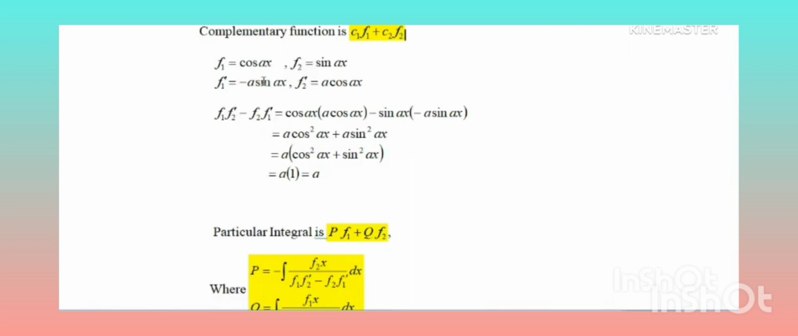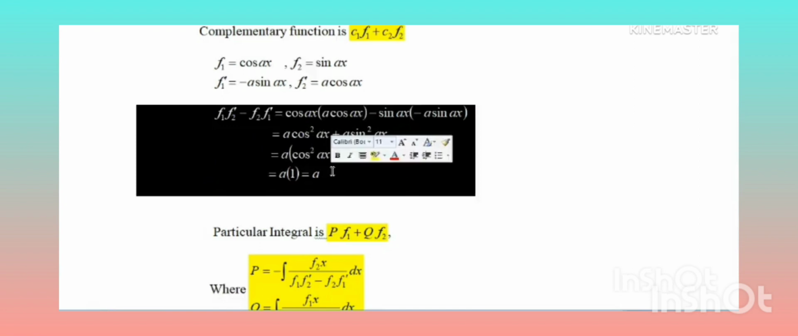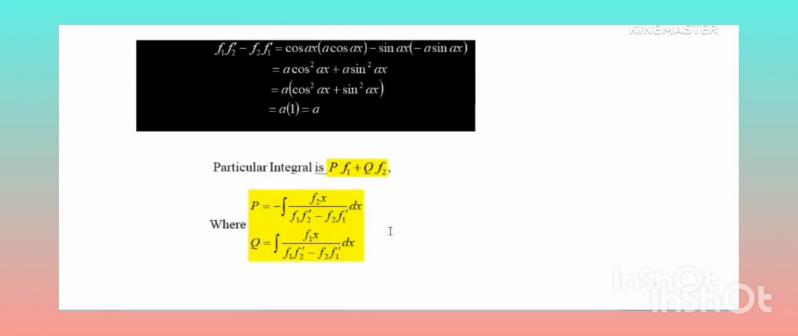So f1 f2 dash minus f2 f1 dash is equal to cos ax into a cos ax minus sin ax into minus a sin ax. So a cos square ax plus a sin square ax is equal to a into cos square ax plus sin square ax. Cos square theta plus sin square theta will be 1. So using this formula, a into 1 is equal to a. So Wronskian is a. Then the particular integral is pf1 plus qf2.